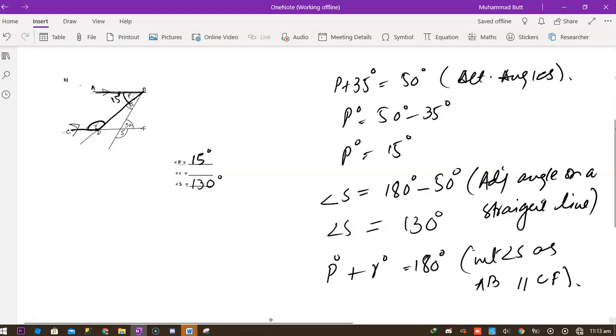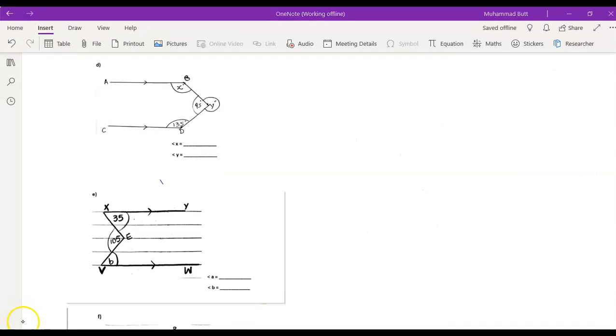As we know that P is 15, so we can substitute the value of P and we can find out the value of angle R. That would be 180 minus 15, and angle R would be 165. So the value of angle R is 165.